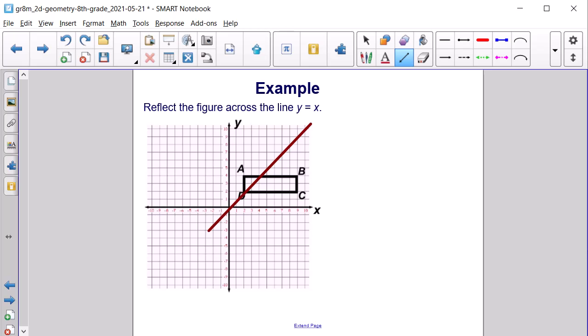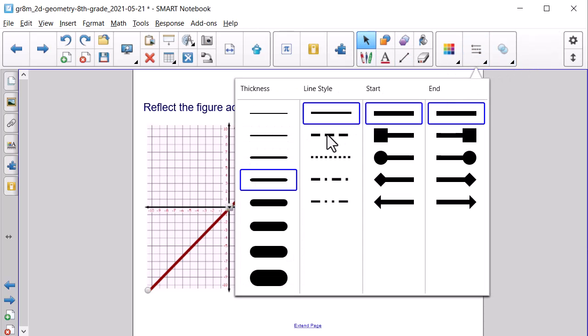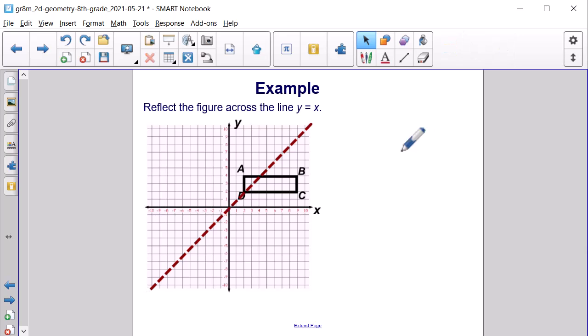Okay, so here's our line, y equals x. And then to distinguish it from the others, I'm also going to make it dotted. Okay, so here's the line that we're going to reflect this rectangle about. Notice D actually lies directly on this line, so D prime is going to be that same exact point.